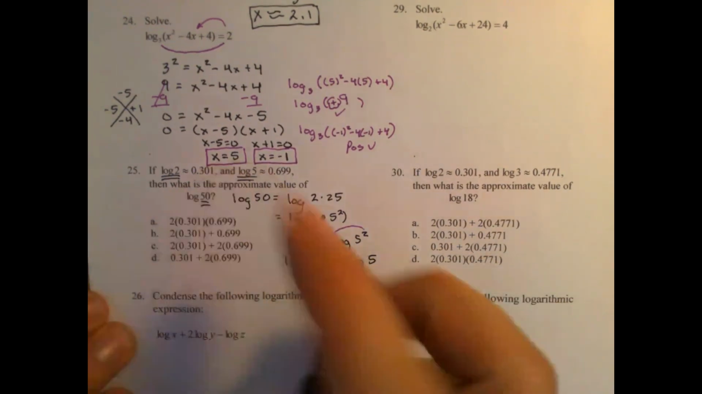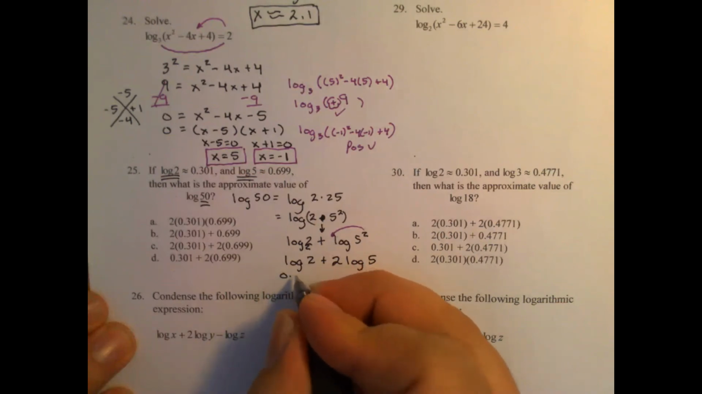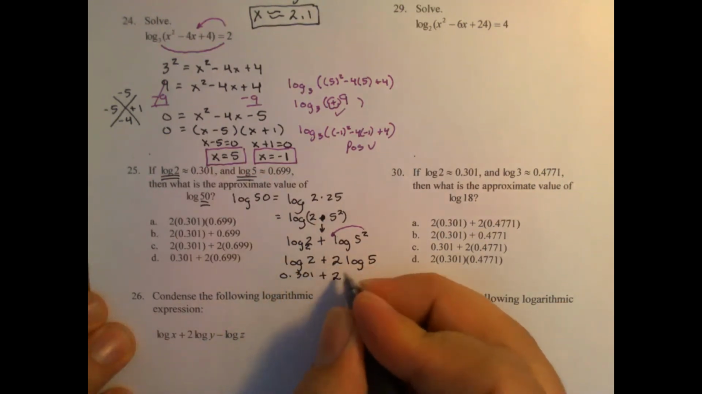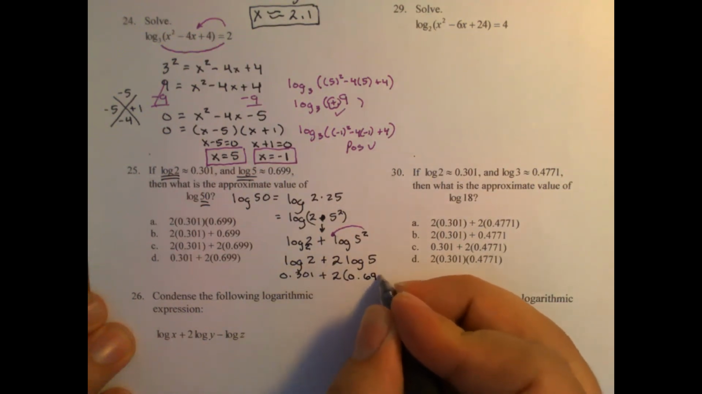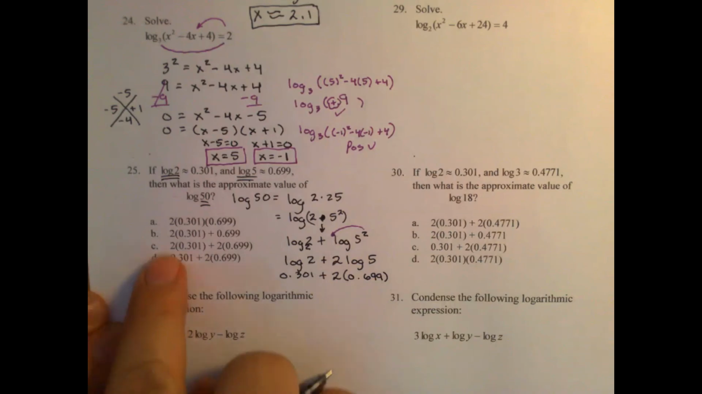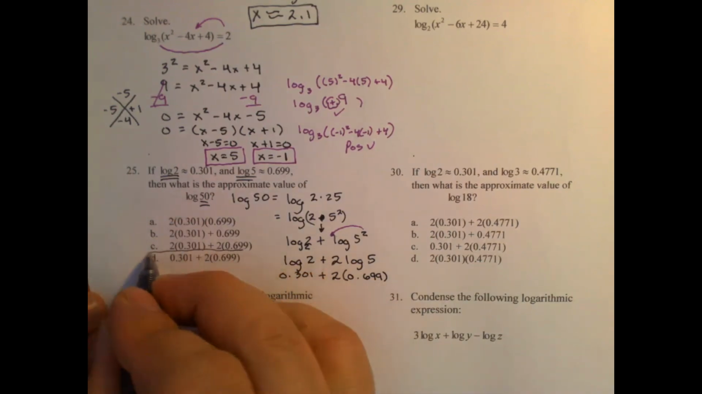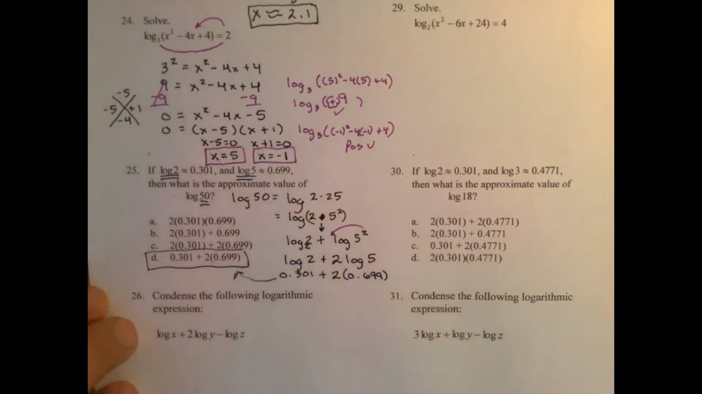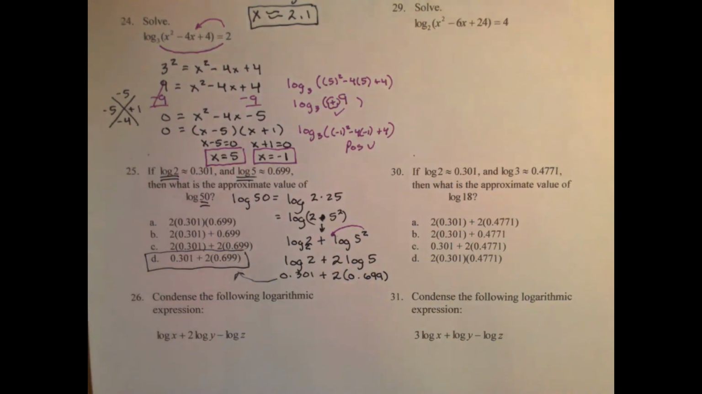And let's see, log of 2 is 0.301 plus, there's the 2, and then the log of 5 is 0.699. All right, we're just going to match this up. There it is. This is the one that perfectly matches what we wrote right here. So remember, the idea is we got to manipulate the number to turn it into a 50, and then we can apply the properties as we go along. All right.